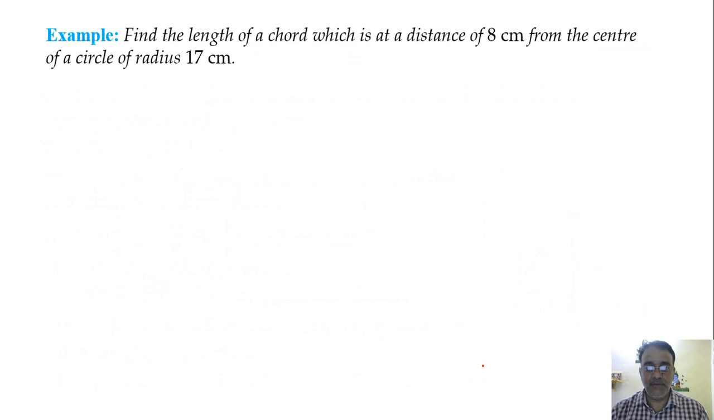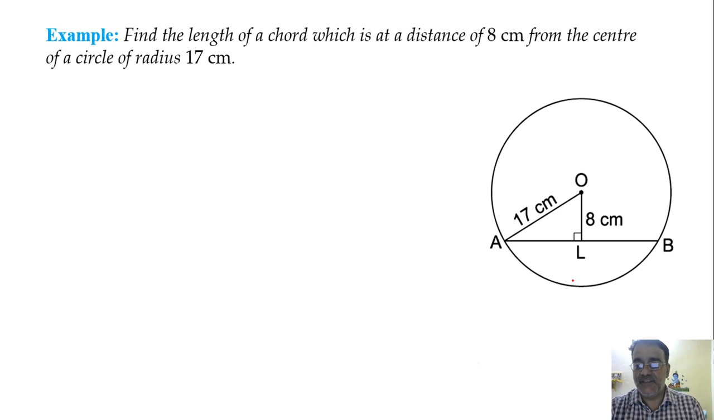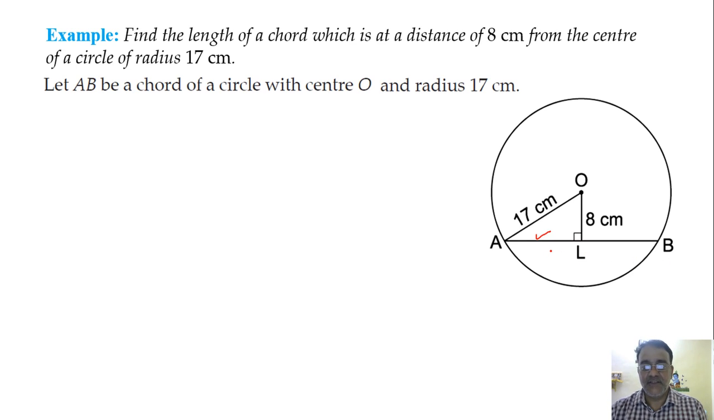Now one more question is there. Find the length of a chord which is at a distance of 8 centimeter from the center of a circle of radius 17 centimeter. In the previous question we found the distance from the center; now the distance from the center is given, and we have to find the length of the chord. Okay, so this is the figure and we will find AL here by using Pythagoras theorem, and AB will be 2 times AL. For that we have to write proper steps.